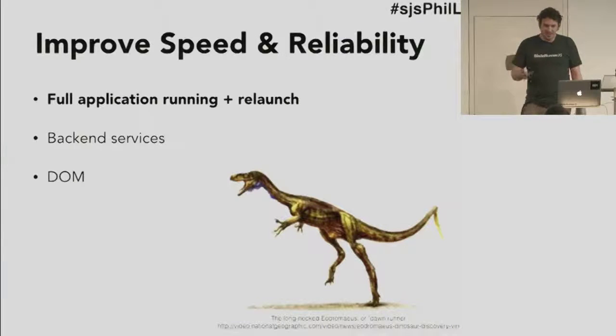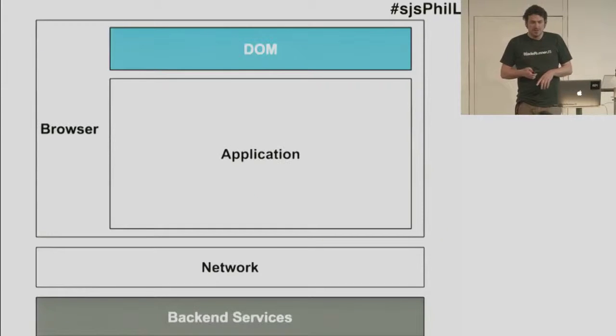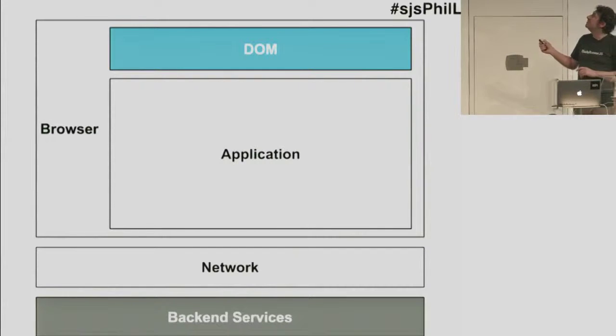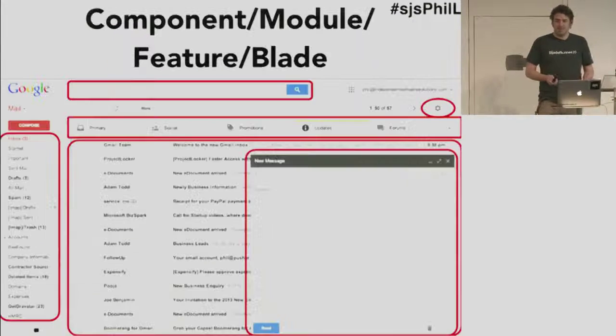So there's three things we want to fix. We want to fix speed and reliability of most of these things. So the application running and the relaunch. So let's look at this. This is an amazing Google Draw diagram that I've created, where we've got our application and the DOM running in the browser, and the network and backend services. So we don't want to run the full application, so what do we do?